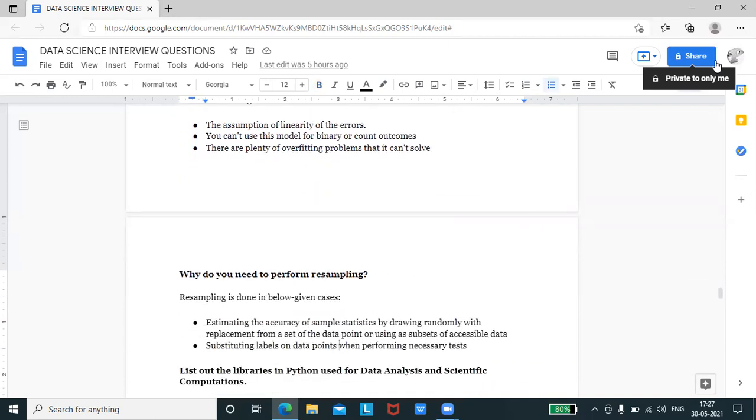And what's the need to perform resampling? See the question, what is the need to perform resampling? So we will have to understand what resampling is. Resampling is a methodology of economically using a data sample to improve the accuracy and quantify the uncertainty of a population parameter.